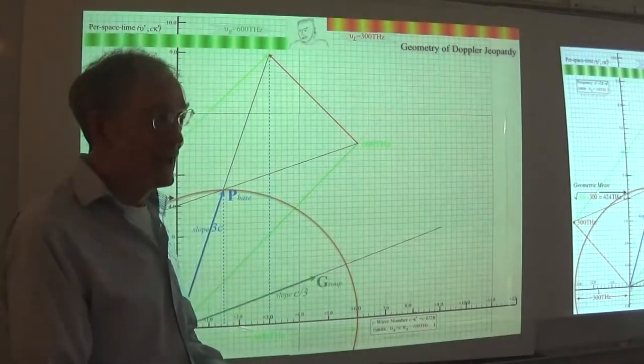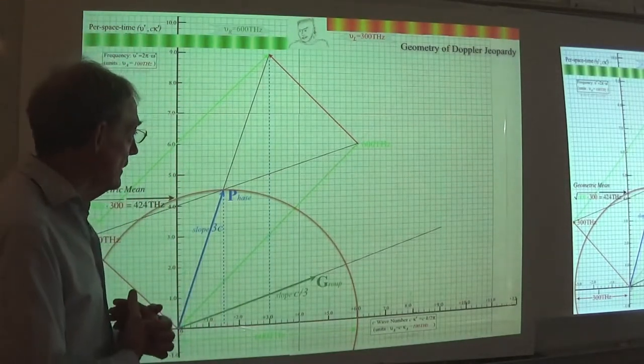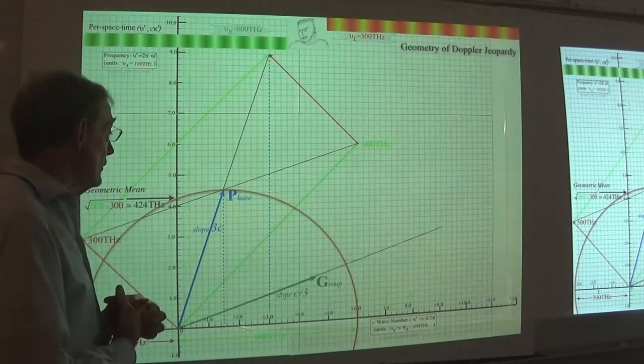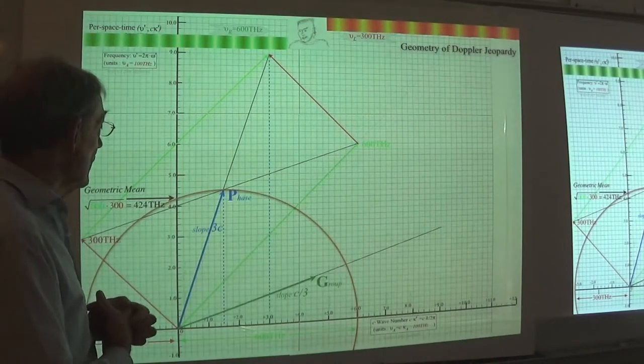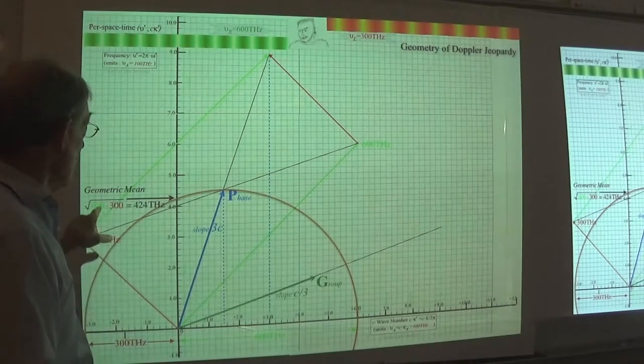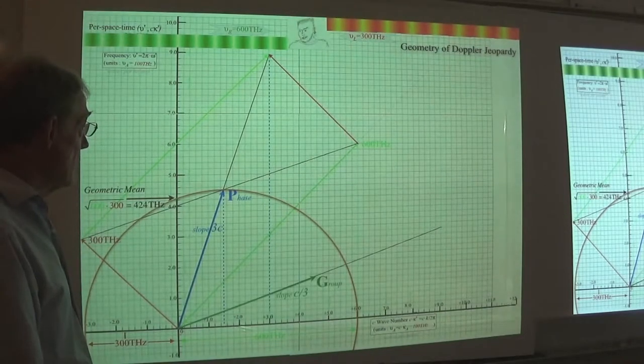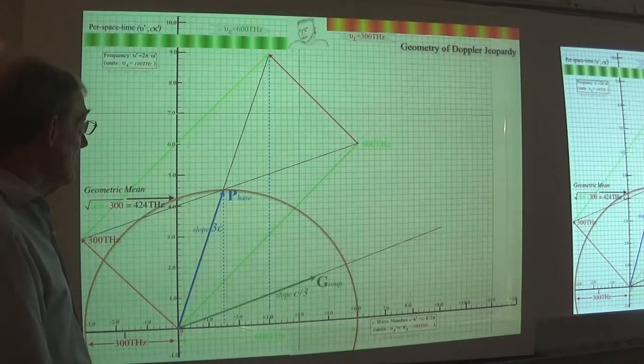Okay? That's very different from superballs. This is the wave mechanics that we need to get used to in order to get in the quantum and relativistic business. Now, one of the things I want you to notice is where the geometrical mean actually is. Okay? That's a key thing here.